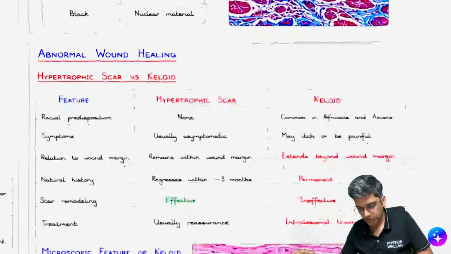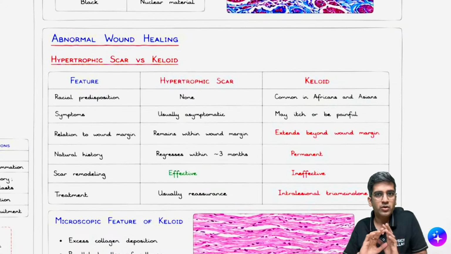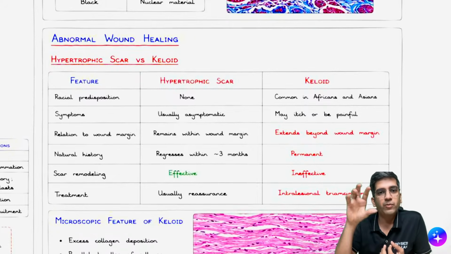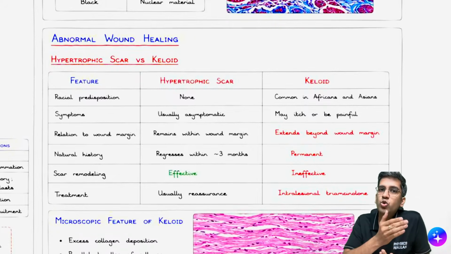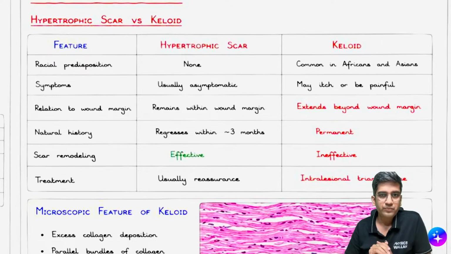Okay, and what is abnormal wound healing? Like I said, these two are things which can come as a short note or 2 mark or in a viva. Talk about abnormal wound healing. Two important things, hypertrophic scar and keloid. Both are problems in the scar formation step. There is no racial predisposition for hypertrophic scar. If you're an Indian or Asian, you are more prone to keloid compared to an American, right?